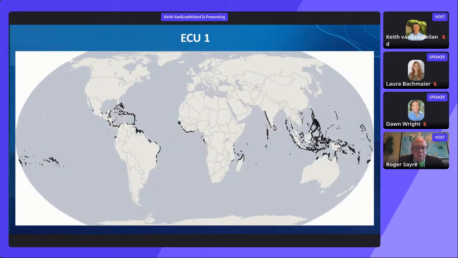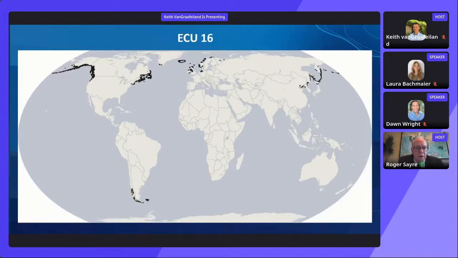And here is a look at a couple of individual ECUs. And this is ECU number 1, which you can see has a tropical distribution and is found on all 5 continents. In contrast, here is ECU number 16, which has a more cool temperate or boreal distribution, and very interestingly, seems to be characteristic of multi-island archipelago systems.